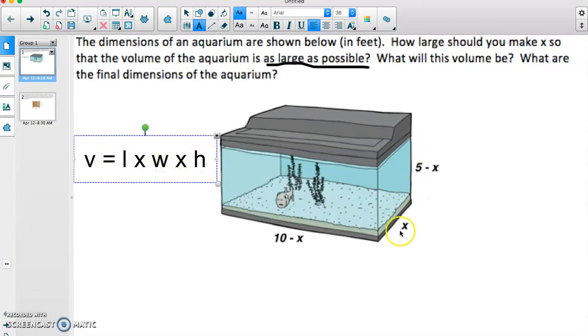When I look at this box, instead of having numbers for the length, the width, and the height, I just have these different factors, or expressions. One of those is x, one is 5 minus x, and one is 10 minus x. So what I'm going to do then is write my volume equation.